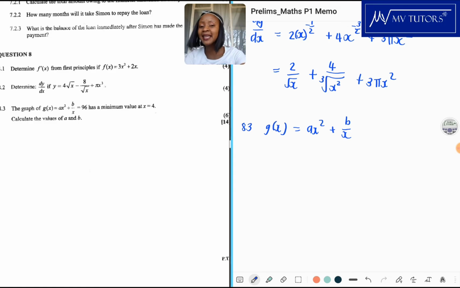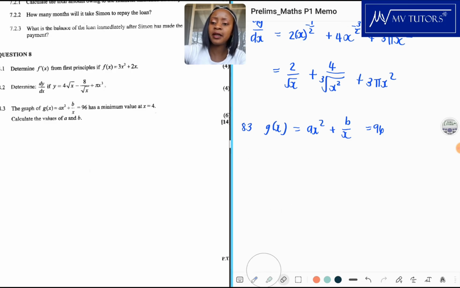Again, if you want to get minimum maximum values, please determine the first derivative. Forget about the whole parabola story. I did not see, I thought it's bx. So basically what we're going to do, we know that g of x in this case is equal to 96, okay? And they gave us that the minimum value at x is equal to 4. So we're going to determine the first derivative, okay?